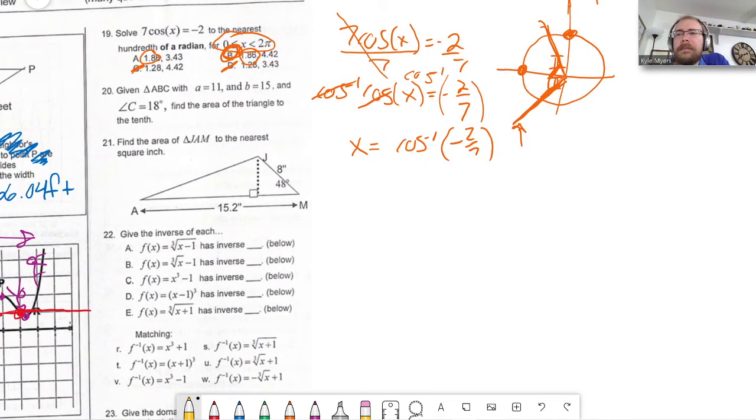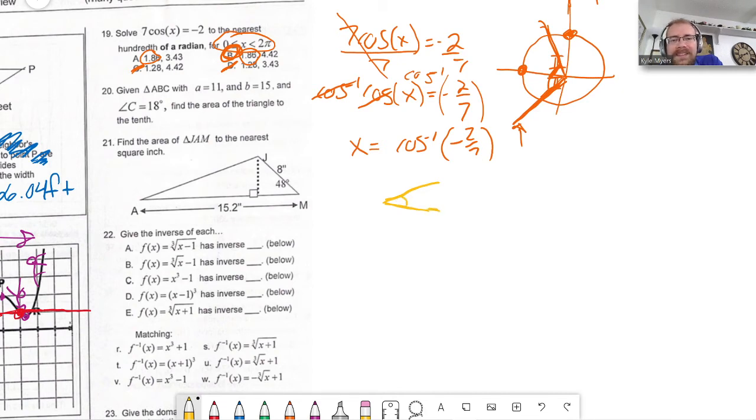Number 20, moving on. Given triangle ABC with A equals 11, B equals 15, and C, as in angle C, is 18 degrees, find the area of the triangle to the nearest tenth. Okay. Well, let's draw that real quick. 18 degrees is not very much, so I'll kind of go like this maybe. That's still way more than 18, but whatever. And then 11 and 15.